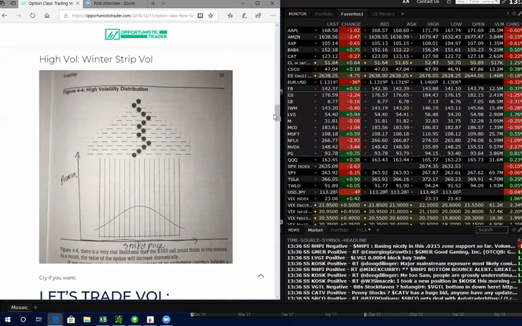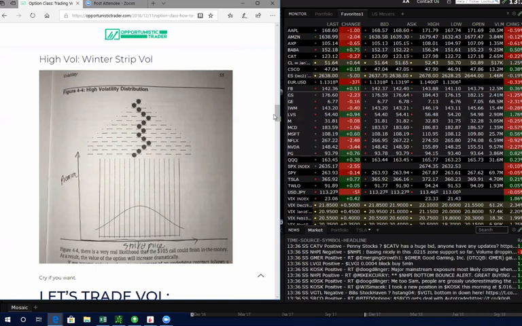We will get into that some other time. Cry if you want. That's for people that were short natural gas options during the wintertime.